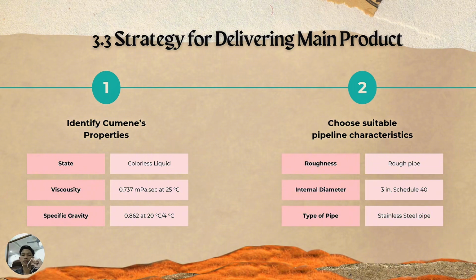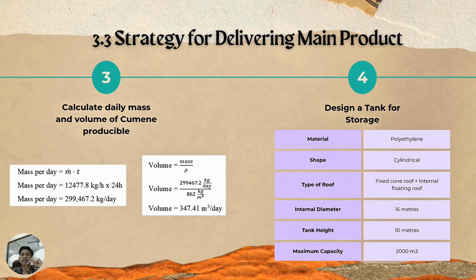The second step is to choose suitable pipeline characteristic. We decided to choose rough pipe with internal diameter of 3 inches according to Schedule 40 table. And for the material of the pipe, we decided to choose stainless steel pipe. The third step is to calculate daily mass and volume of cumene producible. We use mass flow rate and volumetric flow rate formula, and we will get daily mass of 299,467.2 kg per day of cumene, and the daily volume of cumene producible is 347.41 meter cube per day.